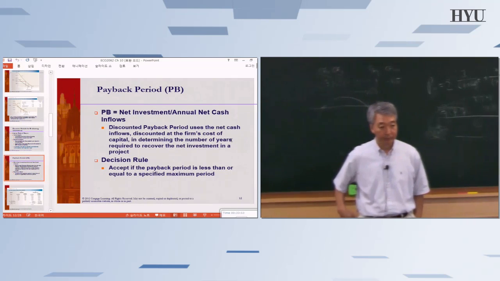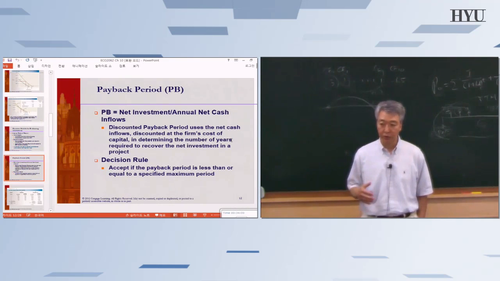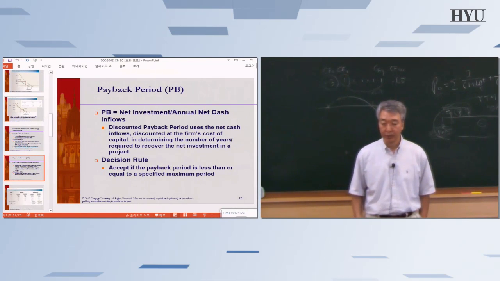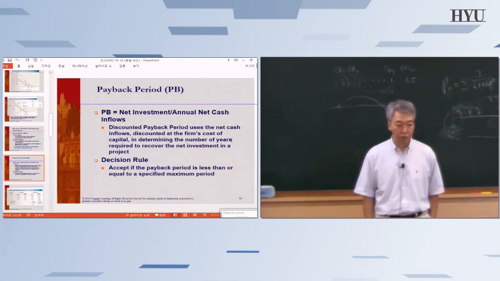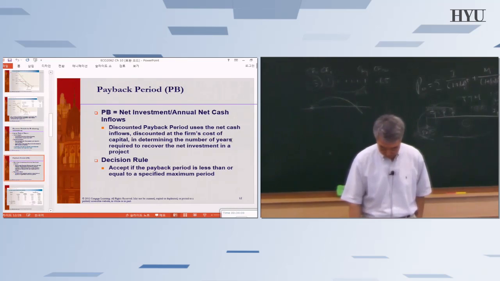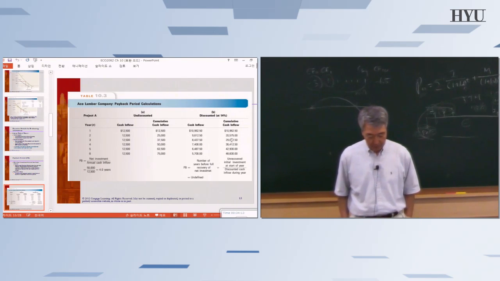In other words, for some reason you have decided that it shouldn't take more than 5 years to recover the initial investment, right? Then if the payback period is longer than 5 years, you should reject it. That's a very simple idea. Okay? So here they give some examples.